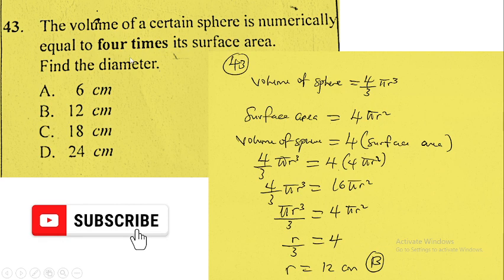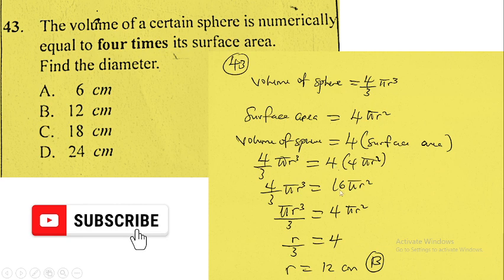Then, what is the surface area of a sphere? We have 4 pi r squared. So we are now told that the volume is equal to 4 times the surface area. What is the volume? 4 over 3 pi r cubed equals 4 multiplied by 4 pi r squared, which is the surface area. If we open the bracket, 4 times 4 gives us 16 pi r squared.